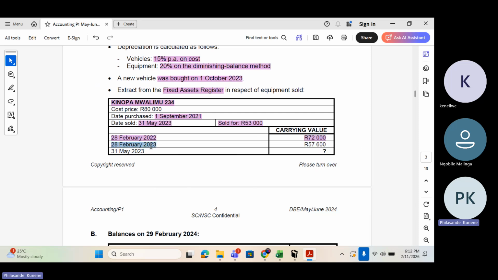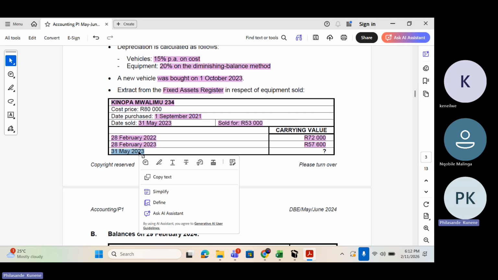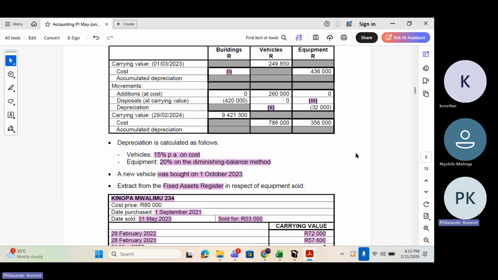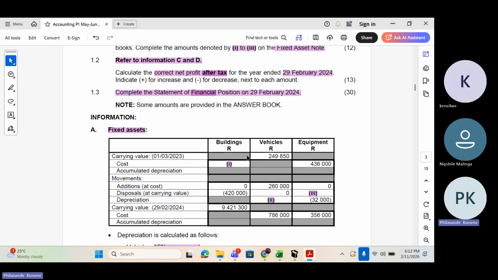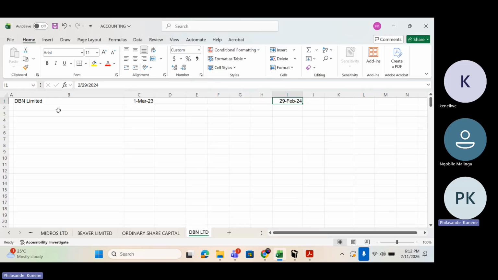And then 28 February 2023, this is the carrying value at the end of its second year. Now we need to calculate the carrying value on the date of disposal. So this is the information provided to us, guys. We're going to start with Roman figure 1, which is the cost price for buildings, right?